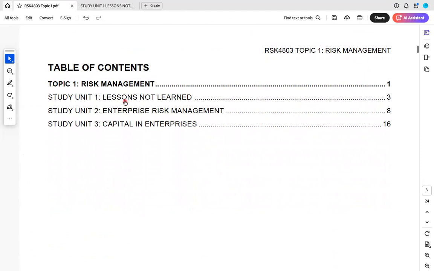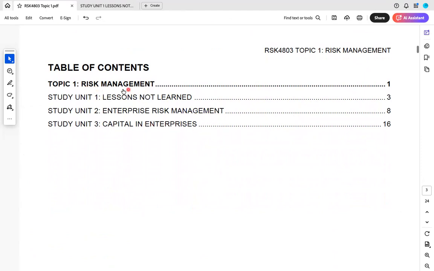So today we're going to look at study unit 1, lessons not learned in the past with regards to risk management, and also why risk financing is important. Then in the next classes, we'll look at enterprise risk management, then capital in enterprises.